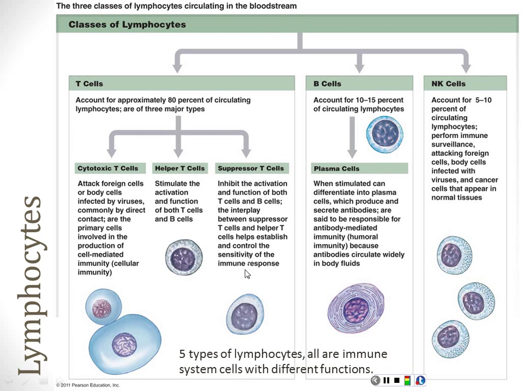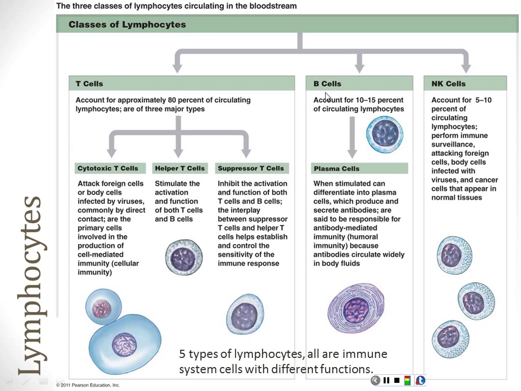And then the smallest group are the suppressor T cells. They work to turn the immune system off after it's been activated. Okay, so you don't have cells continually combating other cells. So those are those 3 types.